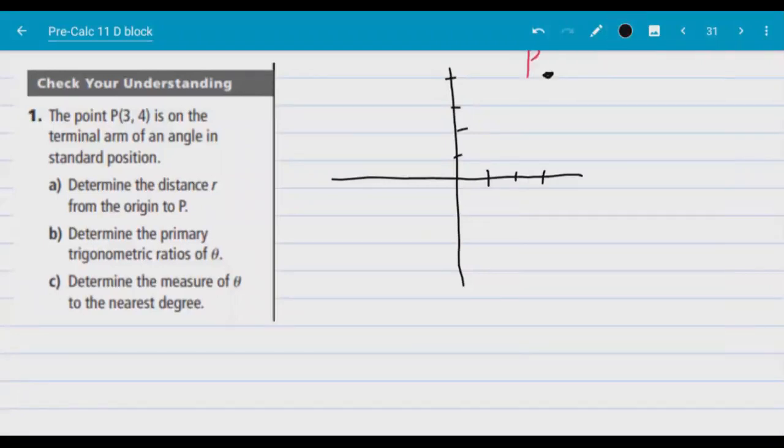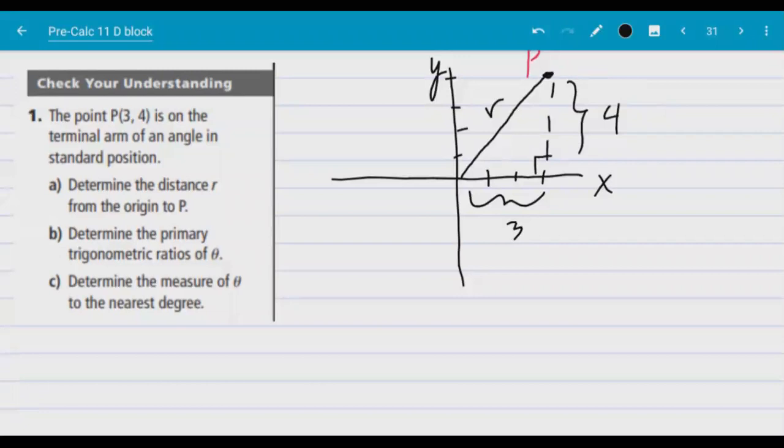Now, determine the distance r from the origin to P. So we are trying to figure out this distance here. What is that distance r? You have to understand that r makes a right triangle with this one, wherein this side is 4, this side is 3. Okay, x, y.